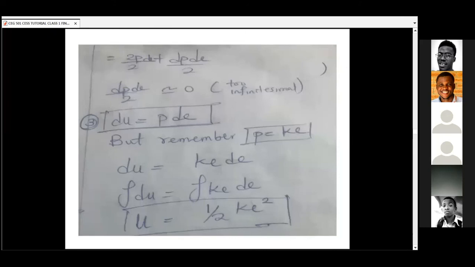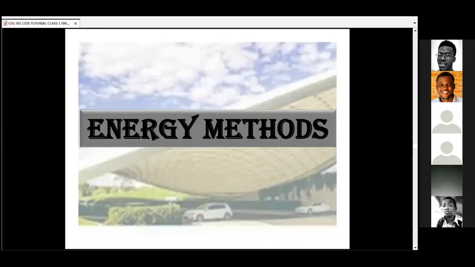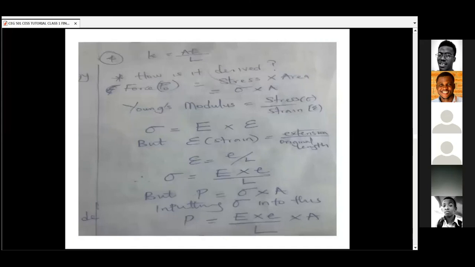So, there was another formula that is important in future also, so that's why I decided to note it. K equals AE over L. Now I said, how is it derived? Now we have to remember that force equals stress times area. From normal physics, stress equals force over area. So if you cross multiply, we come about force equals stress times area.